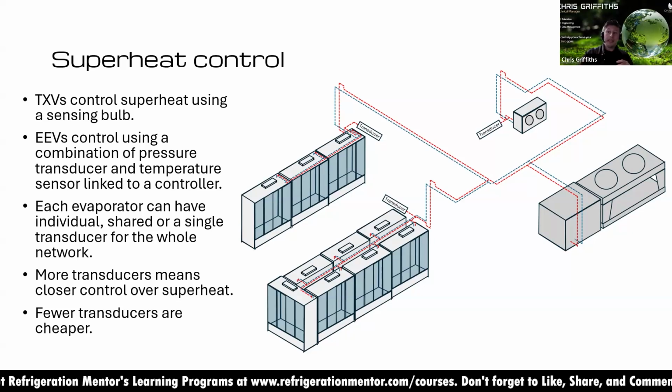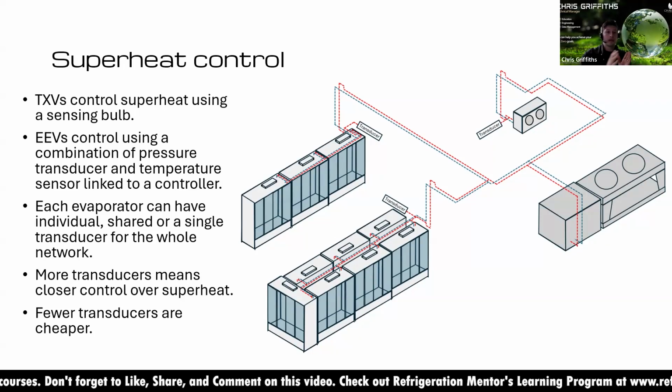So on a supermarket, each evaporator needs to know what the pressure is equivalent to be able to calculate the superheat. Depending on how much pipework there is, you may be able to use a single transducer to know the pressure all the way back at the compressor rack.